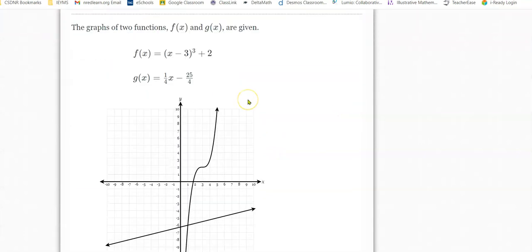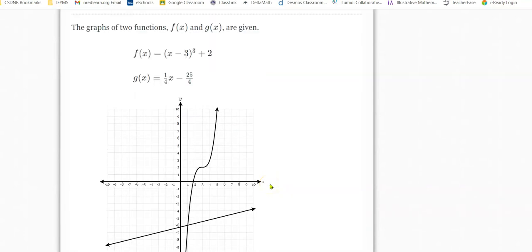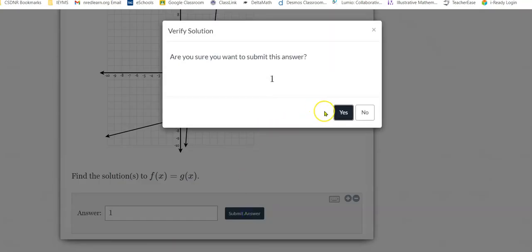You can have no solutions, you can have 1 solution like this one, you could have 2 solutions, 3 solutions. It depends, every situation is different. So all you have to do is look with your eyeballs, to find the solution or to find the value of x, you simply find that point of intersection, list that number, and you're done.